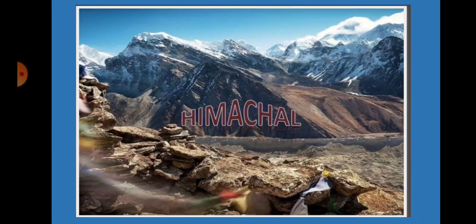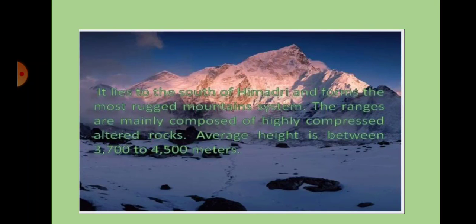The second one is the Himachal. Here Himachal is not referred to as the state Himachal. It is referred to here as the middle range of the Himalayas. It lies to the south of Himadri and forms the most rugged mountains. The ranges are mainly composed of highly compressed altered rocks. Average height is between 3,700 to 4,500 meters.